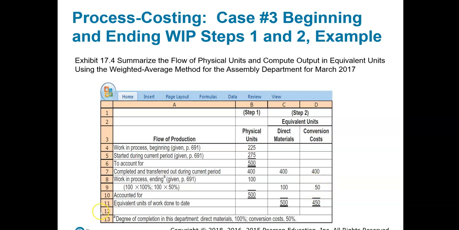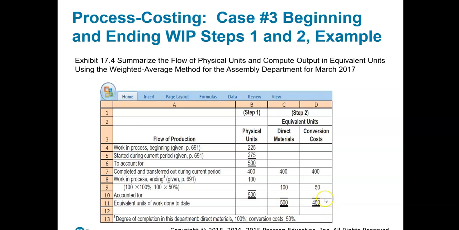The equivalent units of work done to date, or the total equivalent units, is the sum of the equivalent units transferred out plus the units remaining in ending inventory. For direct materials, we have 400 equivalent units transferred out, plus the 100 remaining in ending inventory, so we have 500 equivalent units of work for direct materials. For conversion costs, we had 400 units completed and transferred out, plus the 50 equivalent units of work in ending inventory. So my total equivalent units of work done to date is 450.